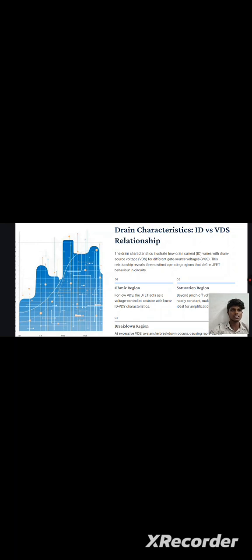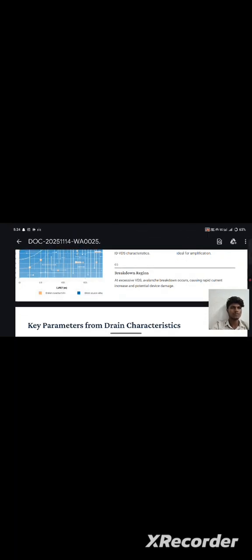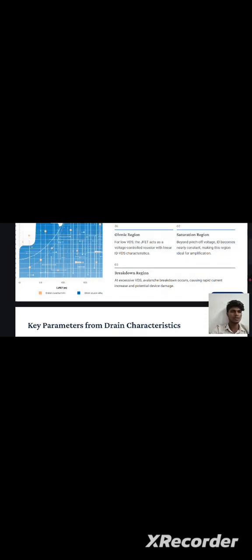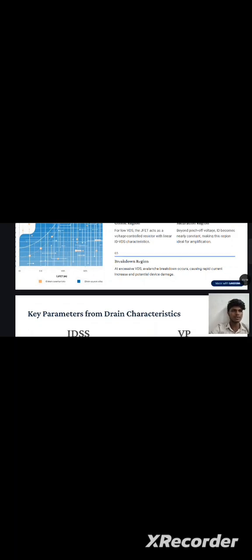This relationship reveals three distinct operating regions that define JFET behavior in circuits. First one, ohmic region. For low VDS, the JFET acts as a voltage controlled resistor with linear ID VDS characteristics. Saturation region. Beyond pinch off voltage, ID becomes nearly constant, making this region ideal for amplification. Breakdown region. At excessive VDS, avalanche breakdown occurs, causing rapid current increase and potential device damage.